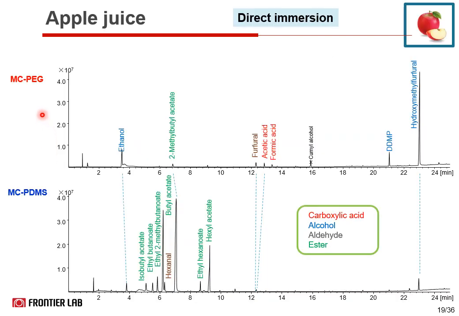This is an example of apple juice using a direct immersion sampling technique. The top one is the MC-PEG result and the bottom one is the MC-PDMS result. You can see that esters are selectively excluded on MC-PEG.